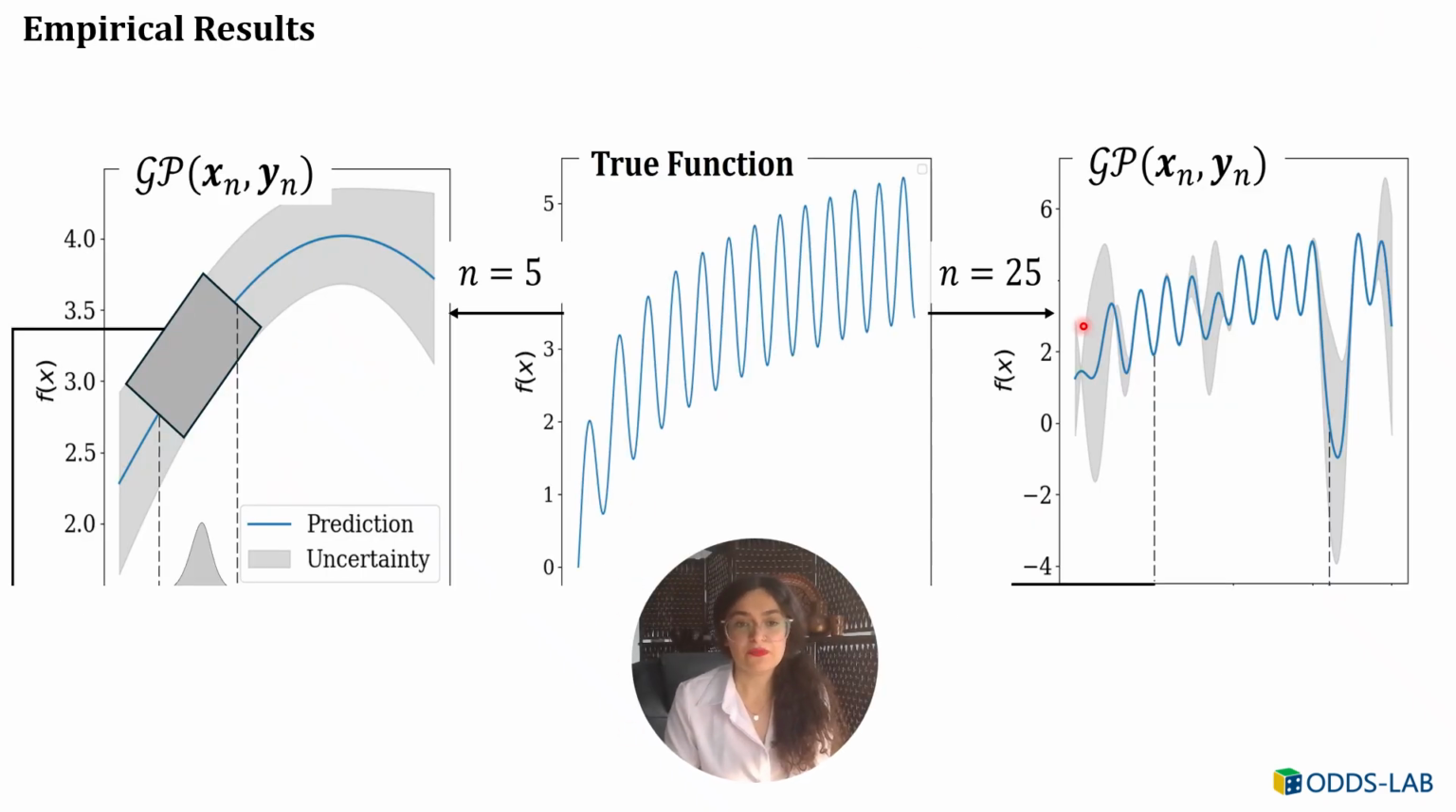Here is a test problem we used in our paper, which is the oscillating function detailed in section 4.1. We use Gaussian process (GP) to have the posterior of this distribution. We used 5 and 25 samples.